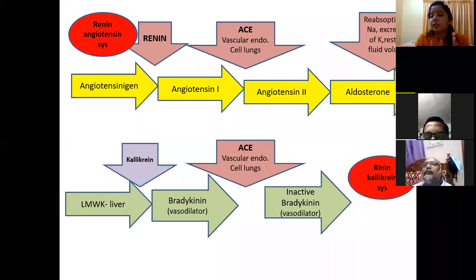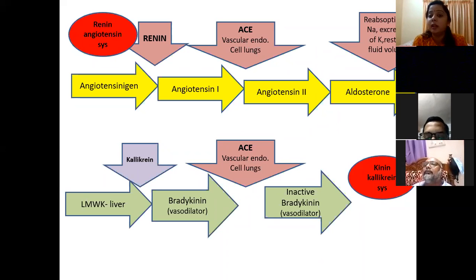The role of bradykinin is, it is a main mediator in inflammation. It causes pain, it causes coagulation, all the mediators of inflammation. That is the role of bradykinin. So this angiotensin converting enzyme is also involved in the conversion of bradykinin to inactive bradykinin. So what is the drug asked in the question?